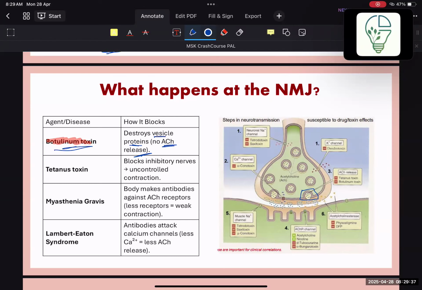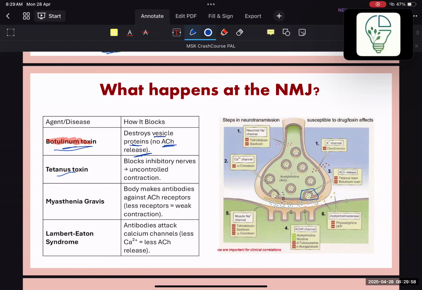Now, what about tetanus? I don't know if you guys have heard of tetanus before, but for example, if somebody gets scratched by a rusty nail, you usually have to rush them to the ER so they can get a tetanus shot. Because what happens with tetanus is that you'll end up with very severe spasms of your muscle. And how does this happen?